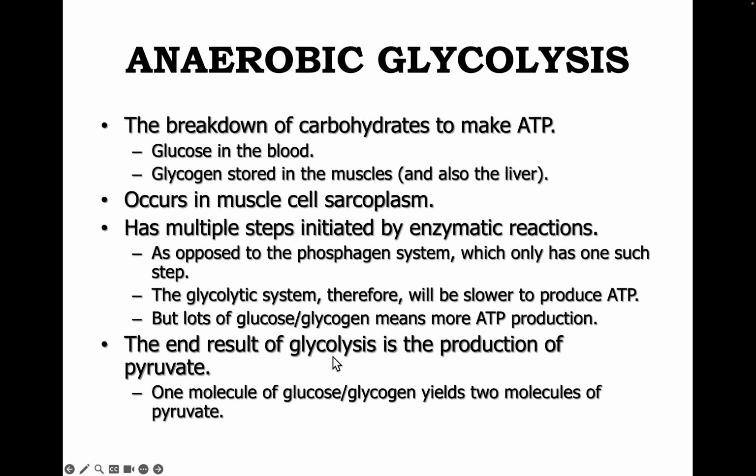Now, the end result of glycolysis is the production of pyruvate. Essentially, one molecule of glucose or one molecule of glycogen, both of those yield two molecules of pyruvate. And we'll talk about what we use pyruvate for in some of the coming slides.